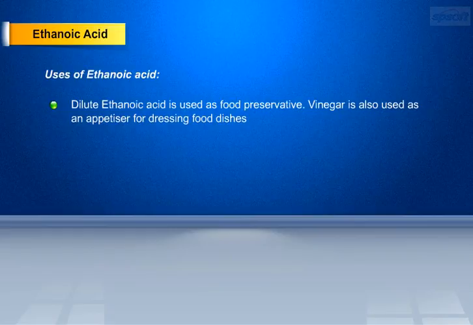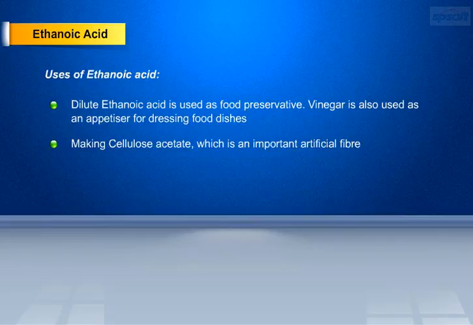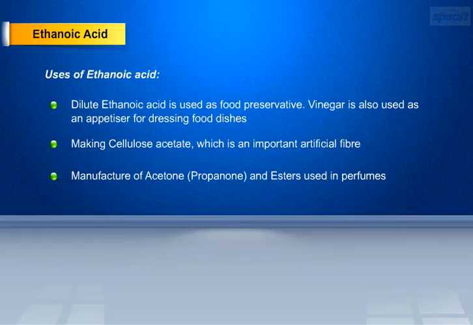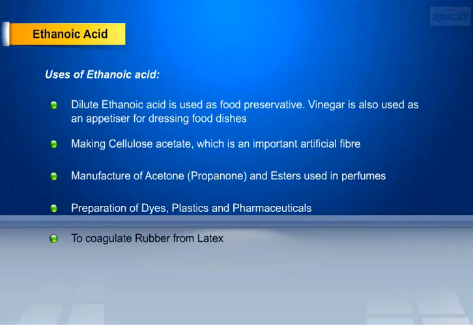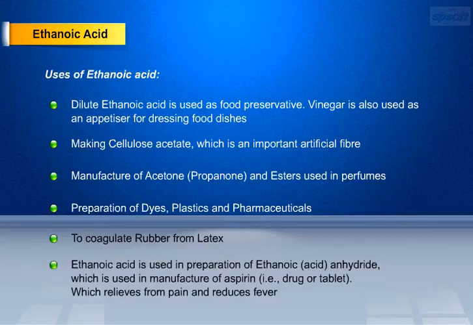Uses of ethanoic acid are: dilute ethanoic acid is used as a food preservative. Vinegar is also used as an appetizer for dressing food dishes. Making cellulose acetate, which is an important artificial fiber. Manufacture of acetone, propanone, and esters used in perfumes. Preparation of dyes, plastics, and pharmaceuticals. To coagulate rubber from latex. Ethanoic acid is used in preparation of ethanoic anhydride, which is used in manufacture of aspirin, which relieves pain and fever.